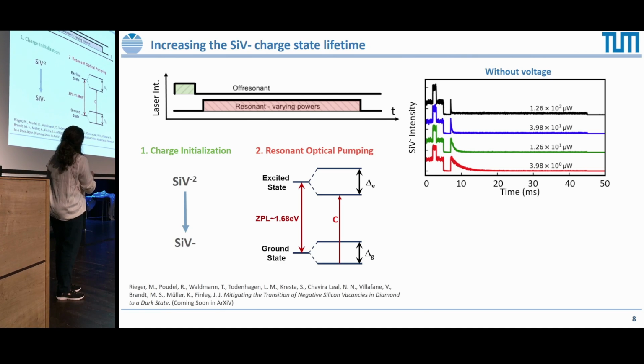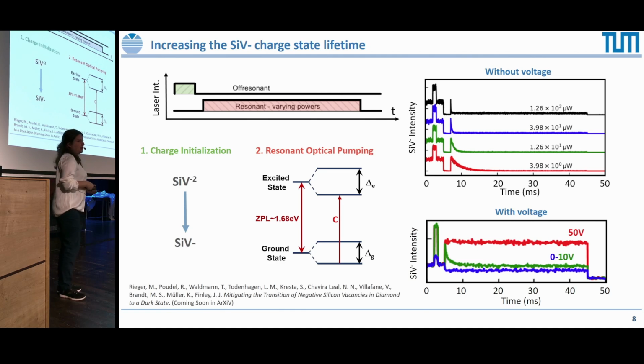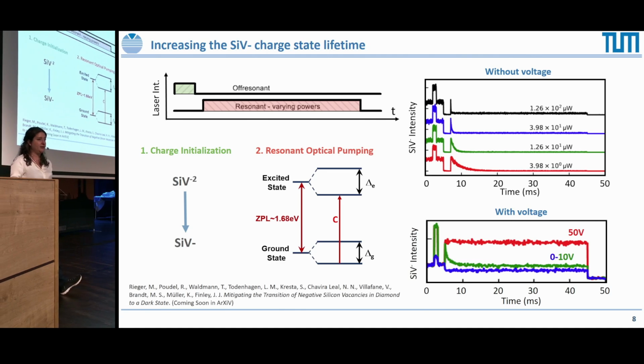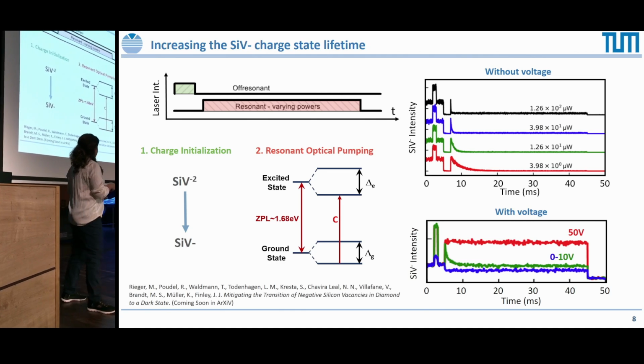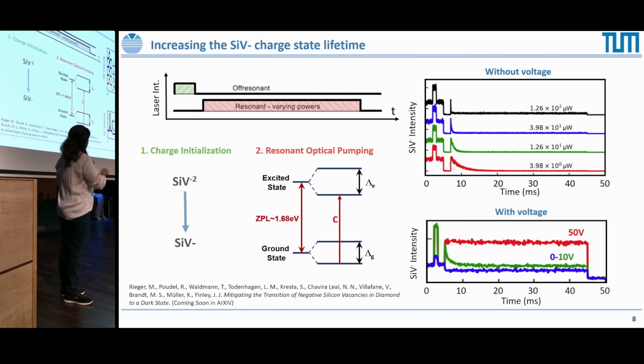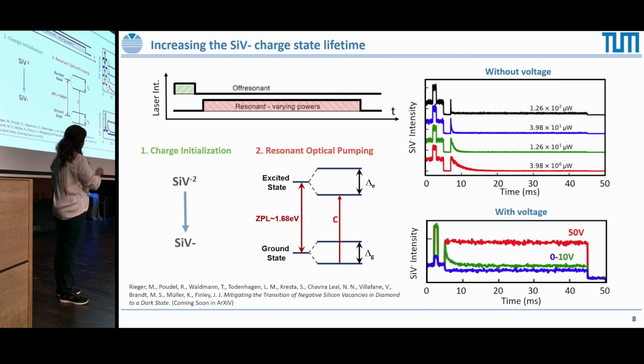What we discovered is that this happens when we don't apply a voltage on our sample, but as soon as we apply a voltage, we can counteract this effect. Here I'm showing you a few traces of what's going on. At 0 volts, we have no PL at all. At 10 volts, we have a strong decay of our PL. And at 50 volts, we have PL emission through the entire time trace.